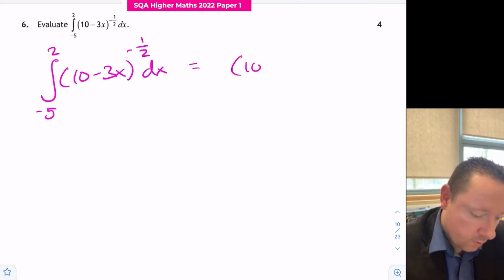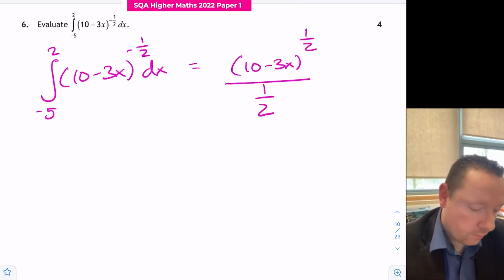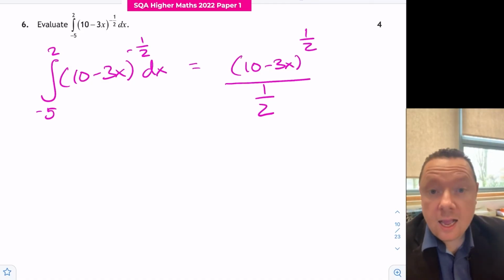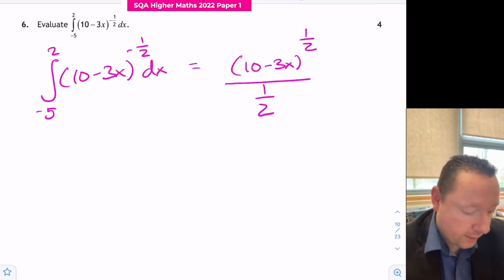So we've got 10 minus 3x to the power of a half. We then need to divide by the bit inside the brackets differentiated. So inside the brackets is 10 minus 3x. If we differentiate that, you get minus 3. So we need to divide by minus 3, or in other words, that's the same as times it by minus a third.